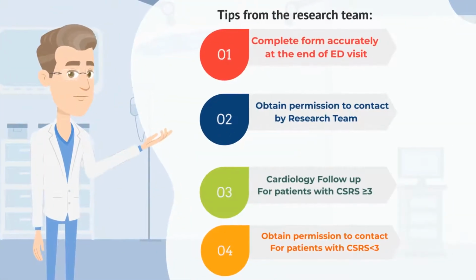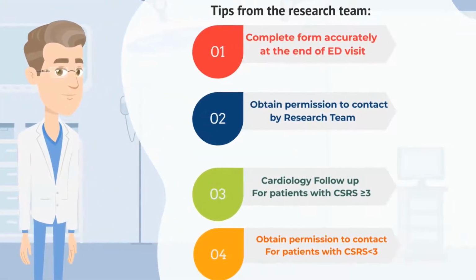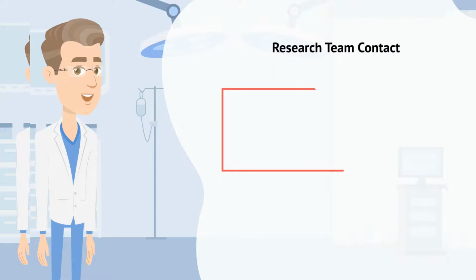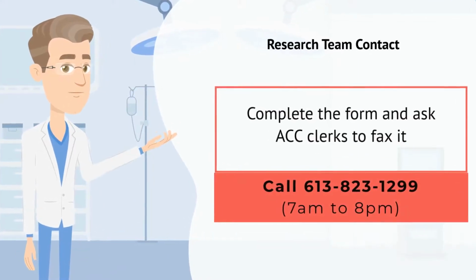Some tips to keep in mind. Only complete the form at the end of each emergency department visit. Please remember to obtain permission from the patient for contact by the research team. For patients with score more than or equal to 3, indicate if cardiology follow-up is required. For patients with score less than 3, obtain permission for the research team to contact them for 30-day follow-up and manage these patients as per usual care. Please complete the form at all times, 24/7.